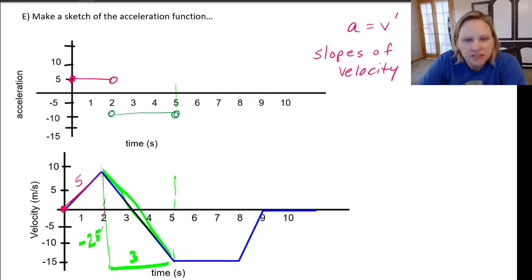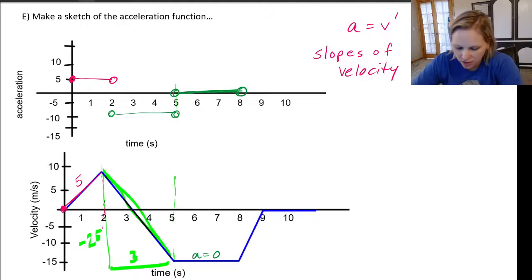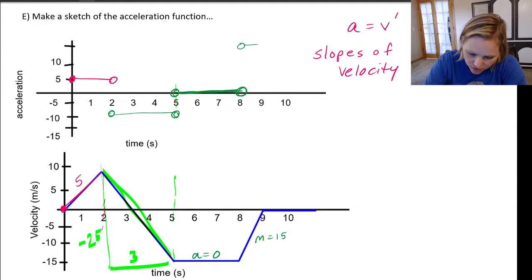Now, here my velocity is constant. If something's constant, it means the rate of change is 0. So the acceleration here is going to be 0. So from 5 to 8, I'm going to have acceleration being 0. And then from 8 to 9, I'm going up 15 over 1, so my slope is a positive 15. And then after that, let's use an open dot. After that, we're back down to 0, and it kind of goes on forever. There's no acceleration because the particle's just sitting there doing nothing.